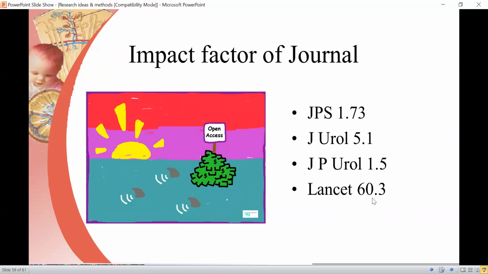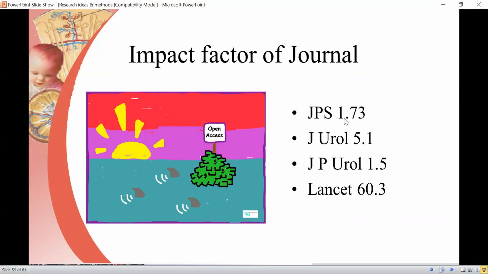Impact factor of the journal is variable. It all depends on the reader base. So the Lancet has an impact factor of 60, but other very important journals in our study group, like the Journal of Pediatric Surgery, still have a low impact factor. That doesn't mean that they are bad. That means that the reader base is highly super specialized and very small.